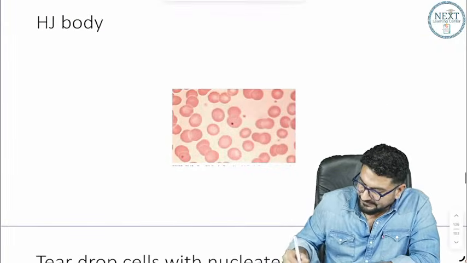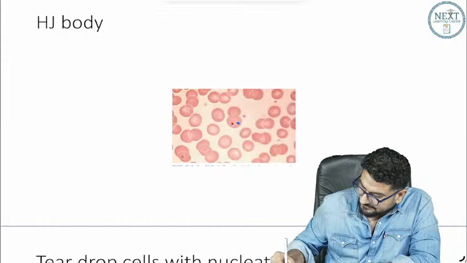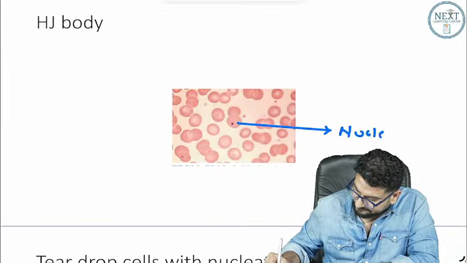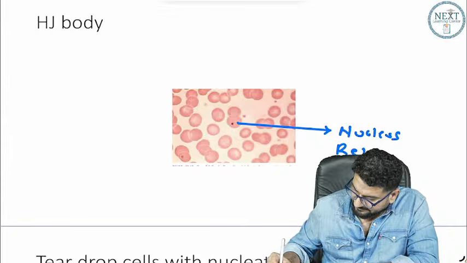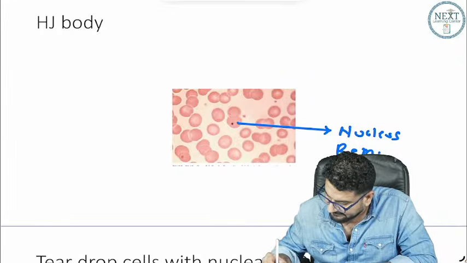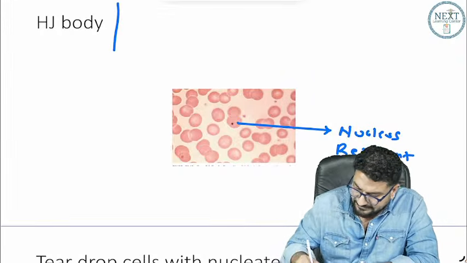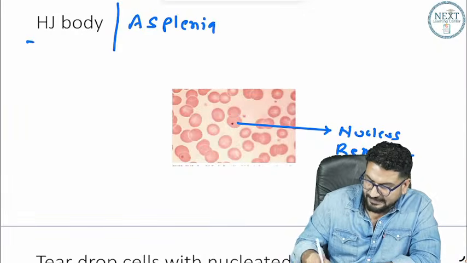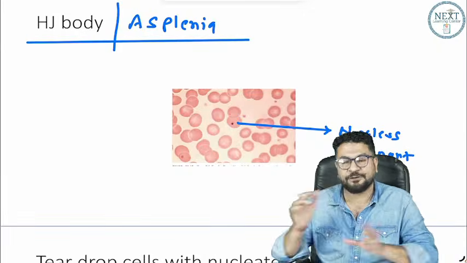Howell-Jolly body, you can see this blue color body. It is a nucleus remnant. So nucleus remnant means the nuclear material is stained blue. Understand this thing: it is seen in those patients who don't have a spleen, meaning asplenia, or I can say post splenectomy.